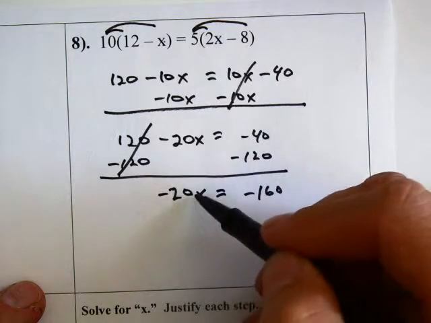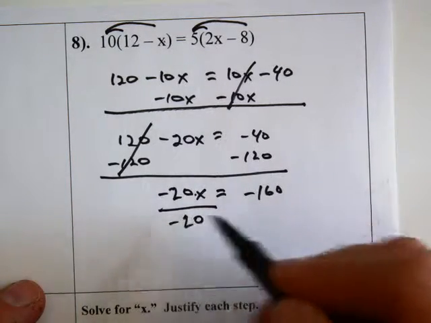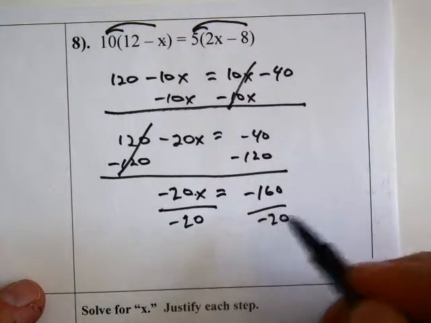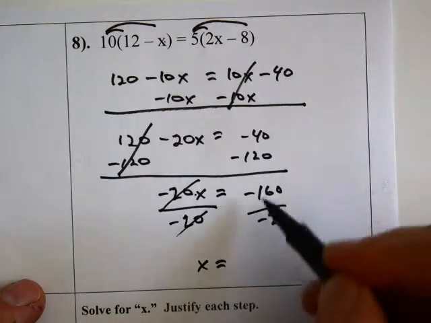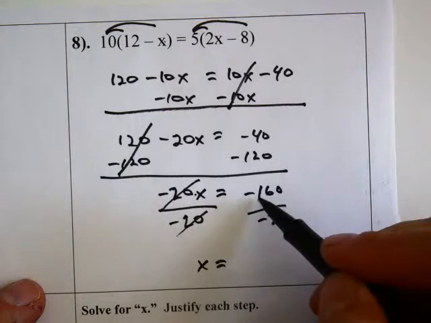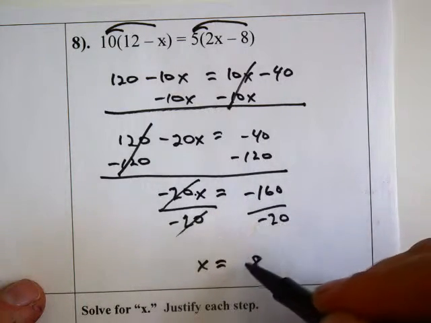So this says negative 20 times x, and the opposite of times is divide. So I'm dividing by negative 20 everywhere. So these cancel out, and over here now we have 160 divided by 20, which is 8, and a negative divided by negative is a positive.